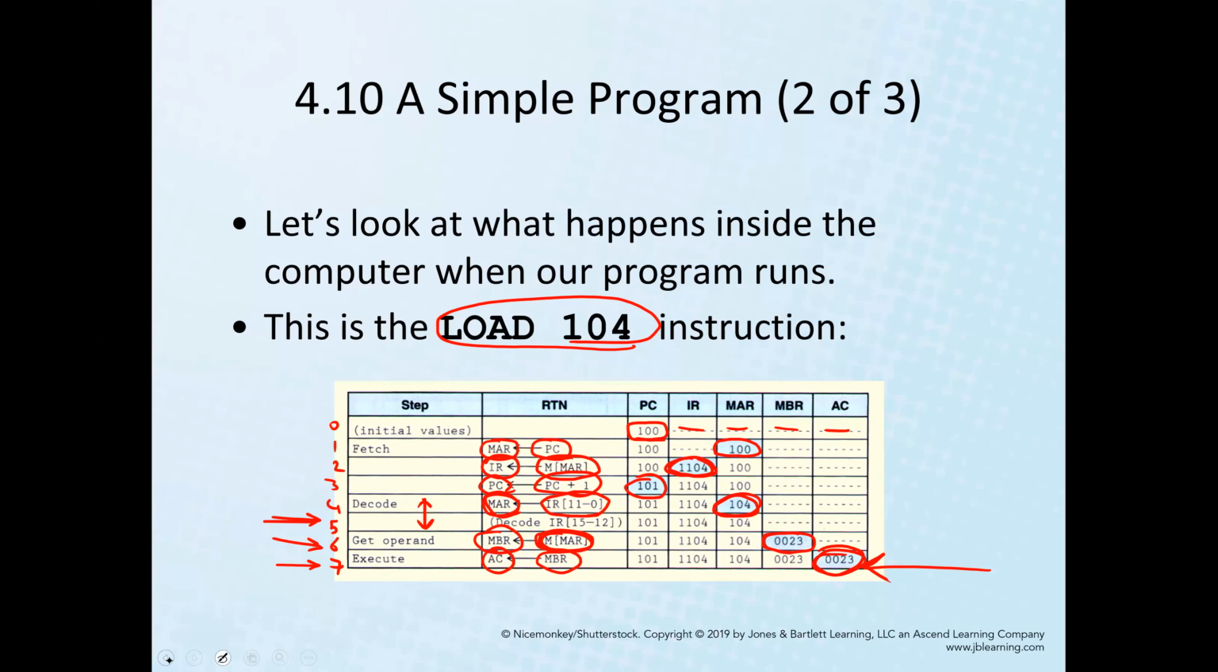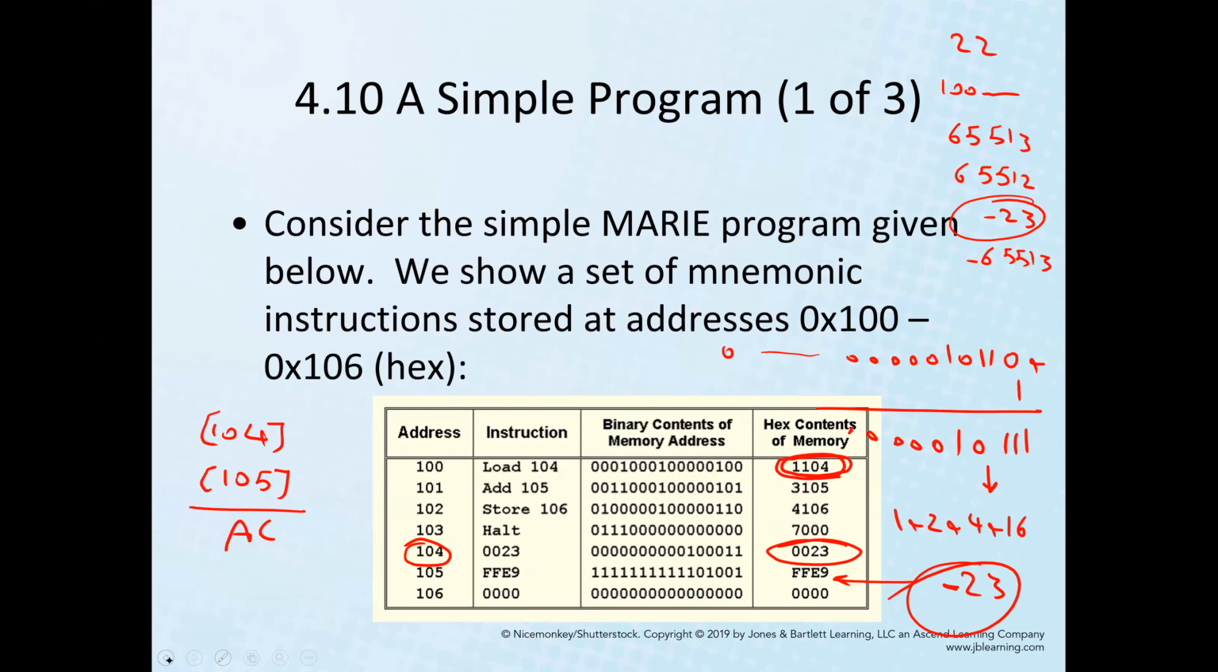Let's go back to our program. If we look at the program, what does load 104 say? It says go to address 104 and put the value in the accumulator. We did exactly the same thing. Okay, we did exactly the same thing. Any question?